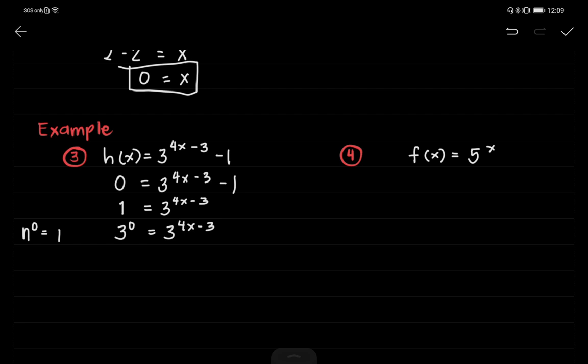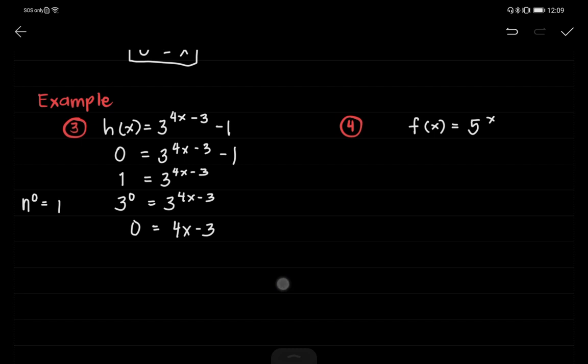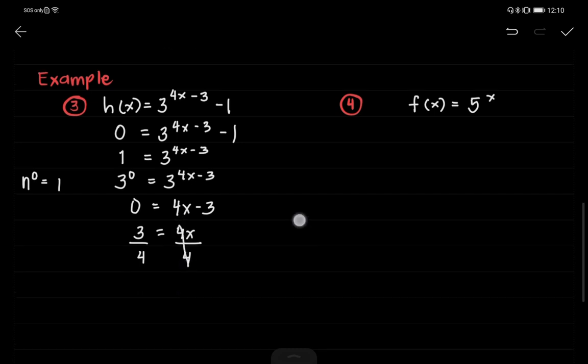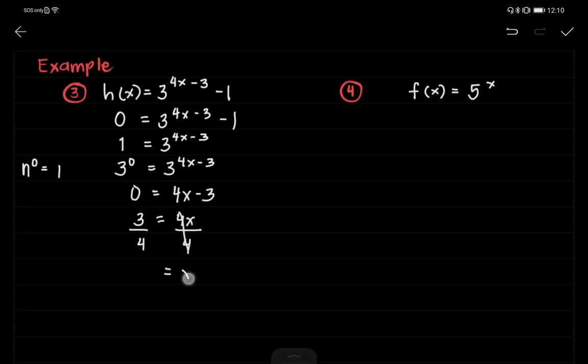So ngayon, equal na sila ng base. So pag equal na yan ng base, focus na tayo doon sa ating exponent. So therefore, ang exponent natin this is 0. Dito naman is 4x minus 3. Then solve for the value of x. So bring down natin yung 4x. Lipat natin sa kabila yung negative 3. This is 3. So therefore, divide both sides by 4. So cancel natin yan. So ang x natin is equal siya sa 3/4.